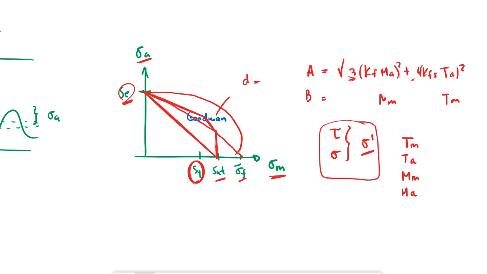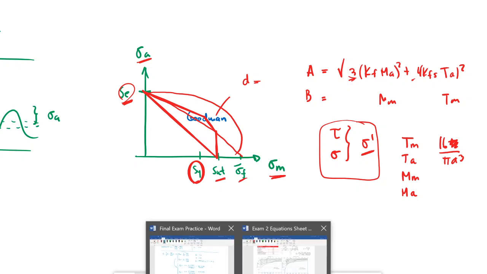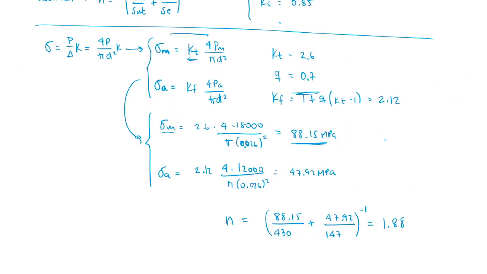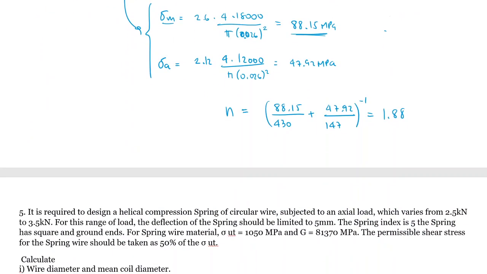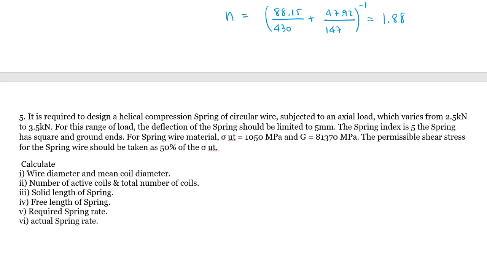And then there's a lot of common denominator for shafts. There's always going to be the 16 over pi d cubed that we did several times. So that was it. This problem was much shorter than all of that explanation, but that's just as for our review.